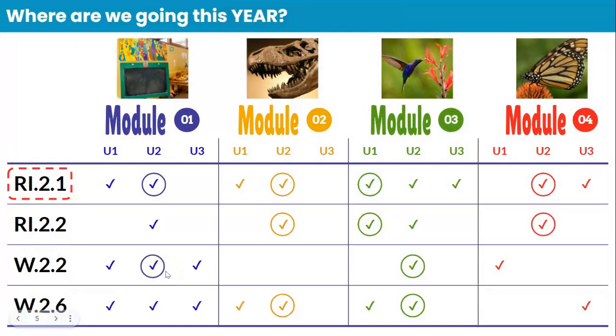The chart on the screen shows the journey of the standards throughout the year. Reading Informational 2.1, Ask and Answer Questions, is taught and assessed in every module. Mastery of this standard is key to student success on all the other RI standards. Because RI 2.1 is so critical, we are going to unpack it today as our high leverage standard. In our next tidbit, we will unpack W2-2.